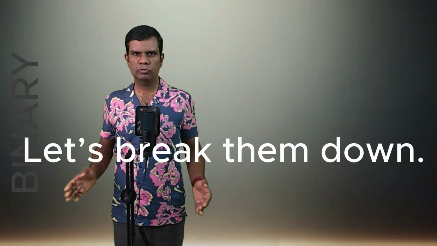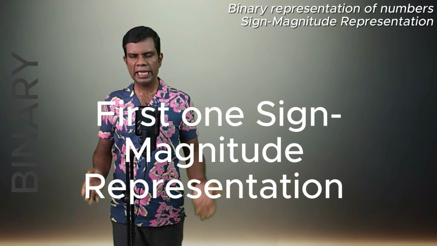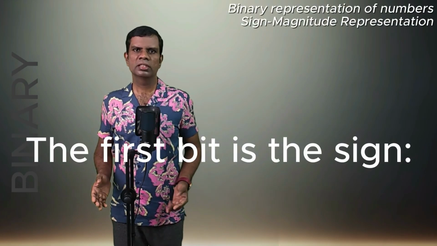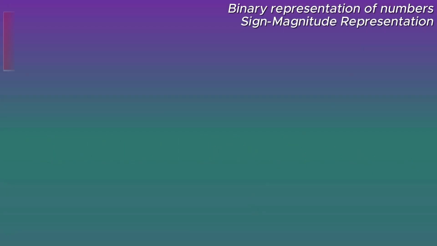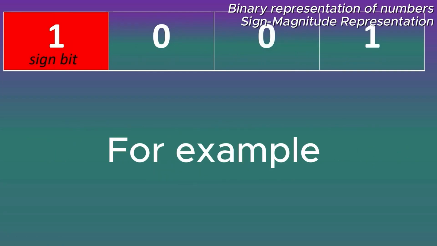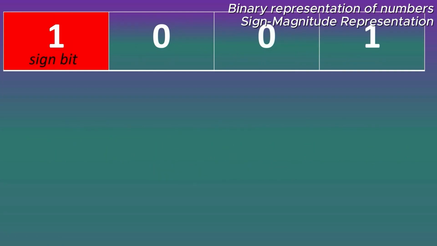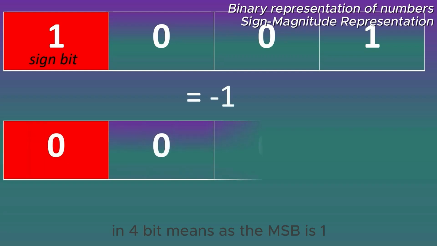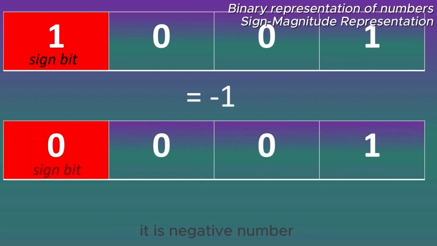Let's break them down. First one, sign magnitude representation. The first bit is the sign, 0 for positive and 1 for negative. For example, 1001 in 4-bit means, as the MSB is 1, it is a negative number, and the balance 001 corresponds to magnitude 1.